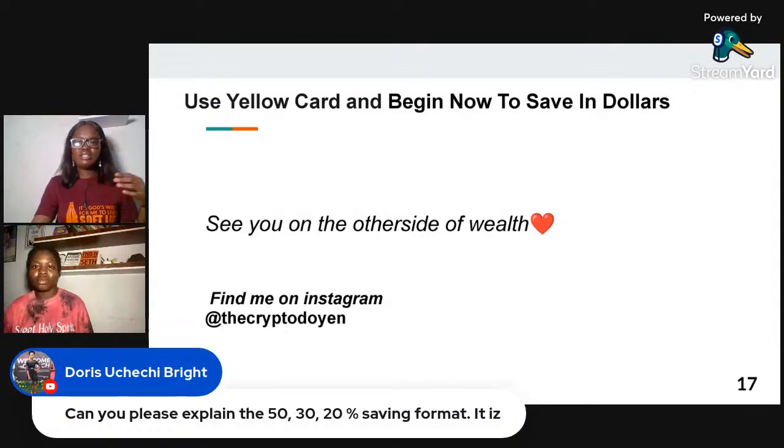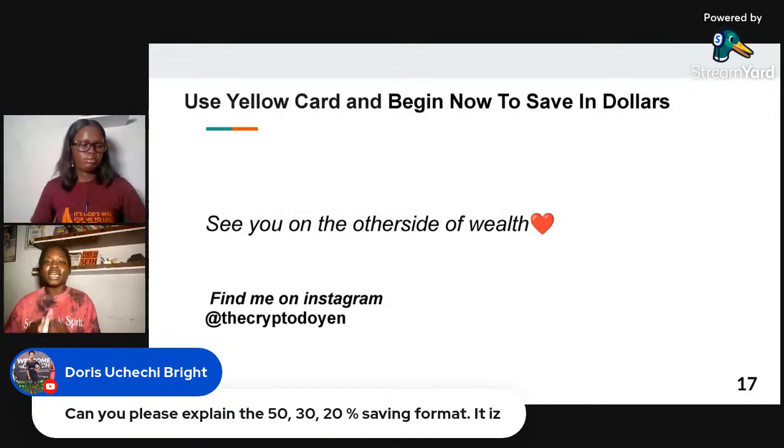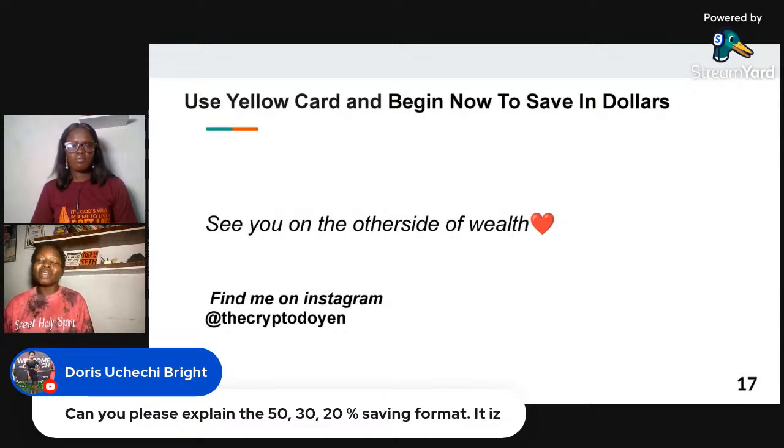When you were teaching, you said something about the 50, 30, 20 saving format. Someone is asking if you can explain it a bit further. If you want to catch up, you can go back to the beginning and watch it again. But the 50, 30, 20 is a strategy where, when you get your income, whether from your salary or from the business that you do, you divide the income after paying your tithes. For some people, it's their tax. For Christians, I advise that after paying your tithe, the balance, you take out 50% for saving.